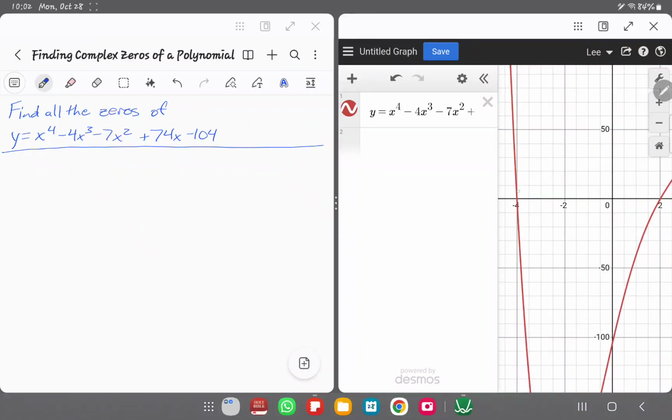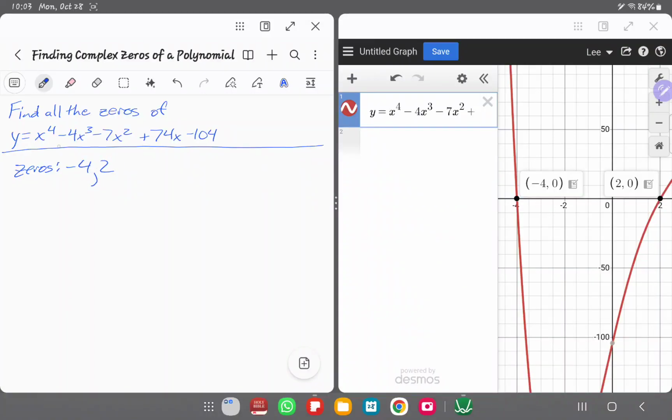But taking a look at the graph, it looks like right here we do have a zero at negative 4, right, and a zero at 2 also. So this means that negative 4 is a zero and 2 is a zero. So I'm going to go ahead and write these right here. So some zeros that we have are negative 4 and 2.